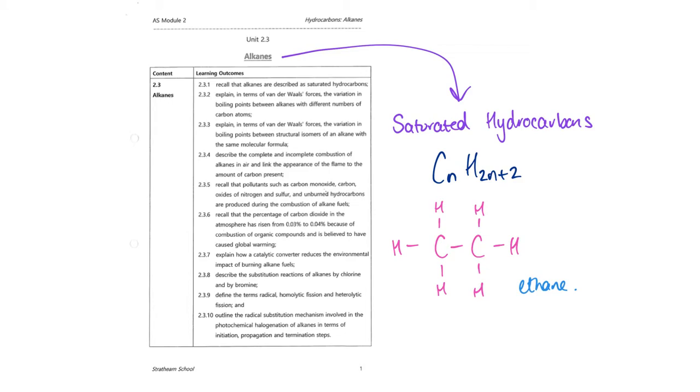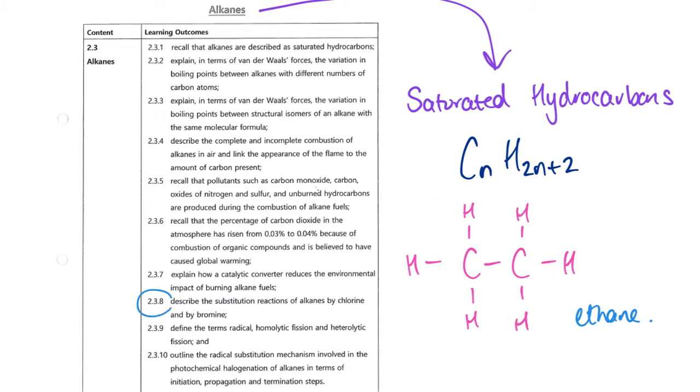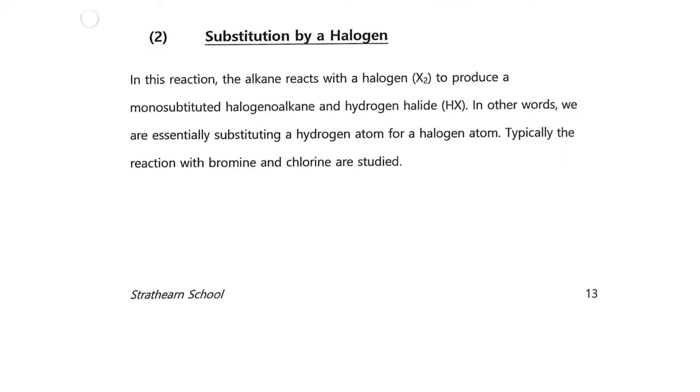So we're going to look at these last 3 points of the specification, points 8, 9 and 10, looking at the free radical substitution of alkanes. So if you turn in your booklet to page 13, we'll make a start there. So this is the second of 2 reactions that we need to study with alkanes.